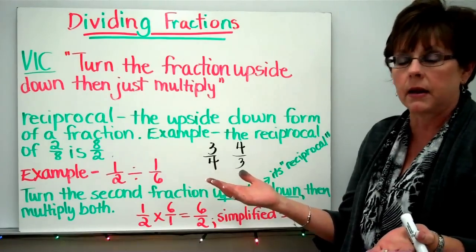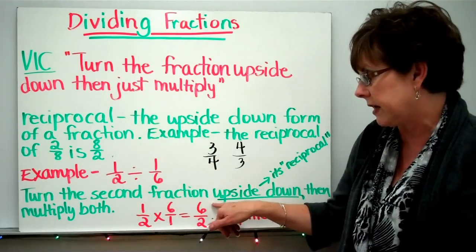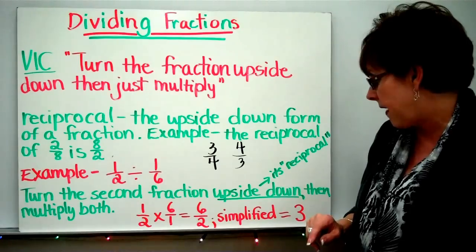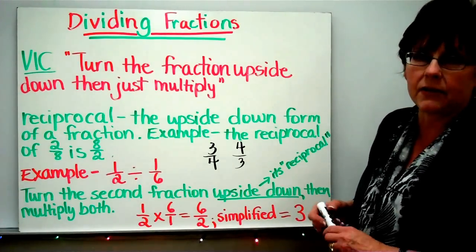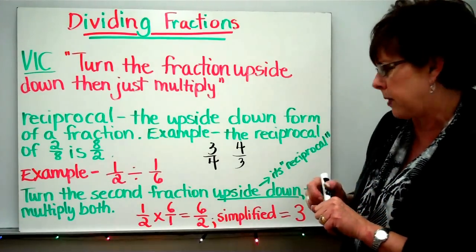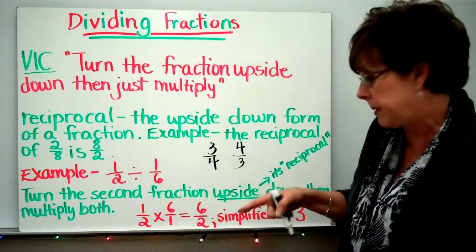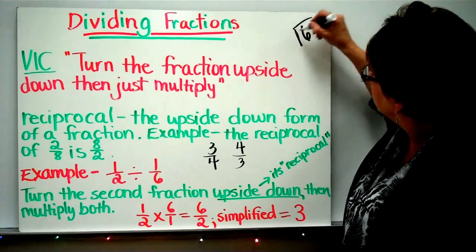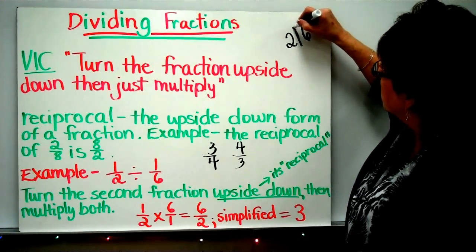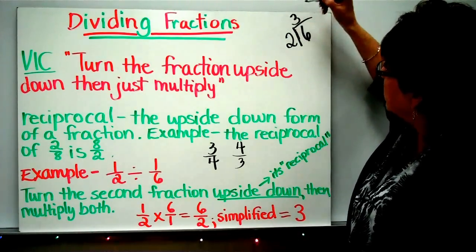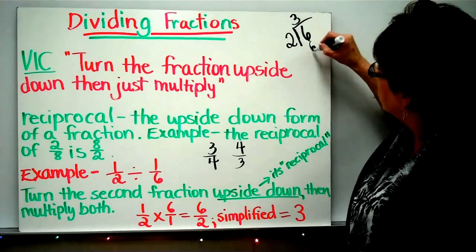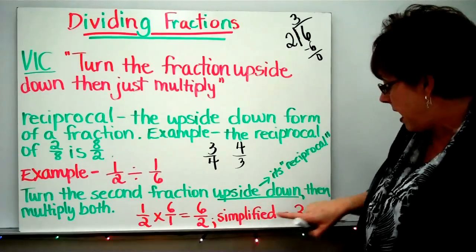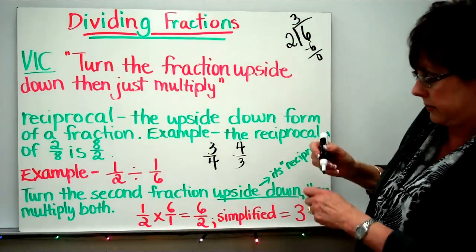And then you're going to multiply like normal. 1 times 6 is 6. 2 times 1 is 2. I'm going to simplify it. If I simplify it, I get 3. And you might say, how'd you get 3 from that? Remember, fractions can be divided. So this is 6 divided by 2. 2 can go into 6 3 times. 3 times 2 is 6. So that's why 6/2 simplified is 3. There it is.